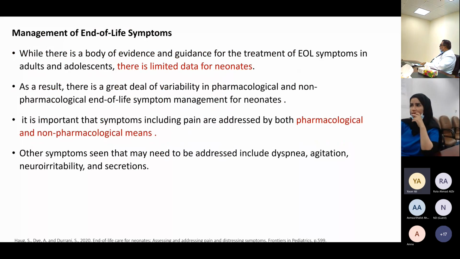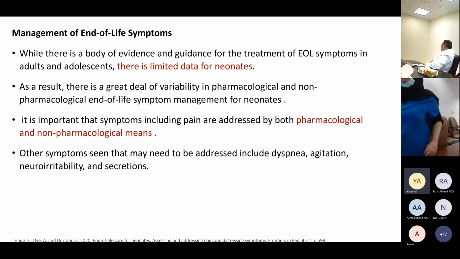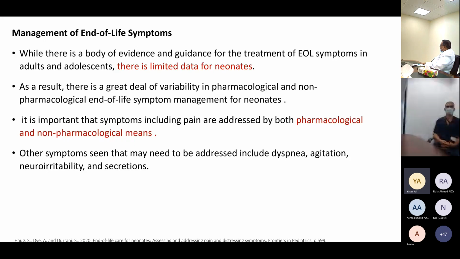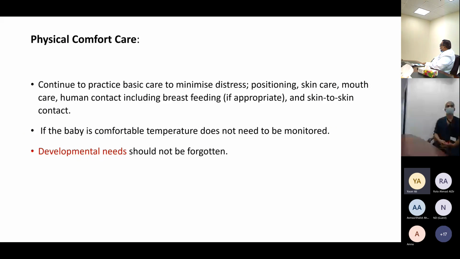Management of end-of-life symptoms. There is limited data on neonatal evidence and guidance for the treatment of end-of-life symptoms, in contrast to adult guidance. Here we have pharmacological and non-pharmacological means of management for symptoms like pain, dyspnea, agitation, irritability, and secretions. For physical comfort care, measures like positioning, skin care, mouth care, human contact, including breastfeeding if appropriate, and skin-to-skin contact, and developmental needs should not be forgotten.